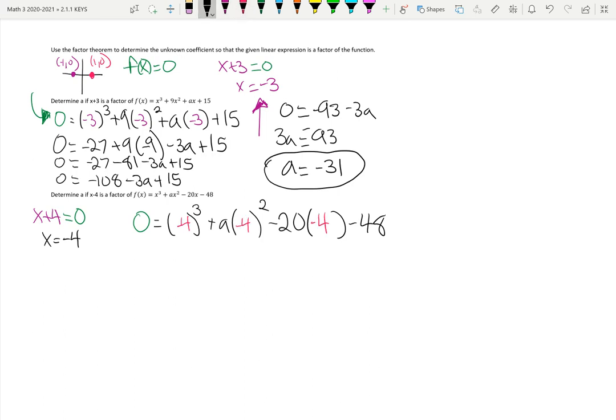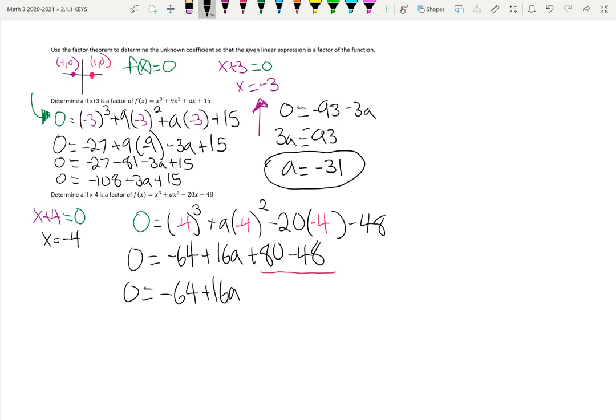Okay, let's evaluate. So negative 4 to the third is going to be negative 4 times negative 4 times negative 4. 16 times 4 is going to be negative 64. A negative 4 times negative 4 is going to be a positive 16. Negative 20 times negative 4 is going to be a positive 80 minus 48. I'm going to do 80 minus 48. 80 minus 40 is 40. I need to take 8 more away, so that's going to lead me to 32.